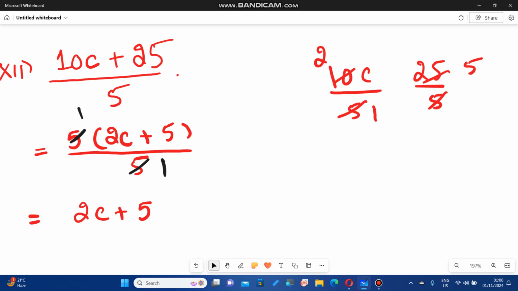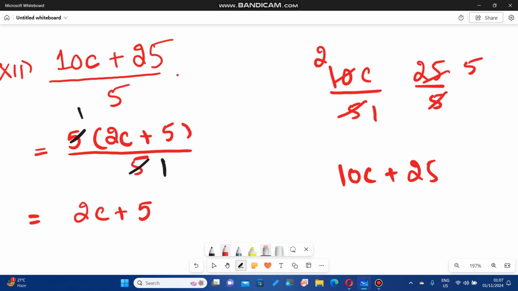What did we do in this question? We had 10c plus 25 divided by 5. We cannot add 10c to 25 since this 25 is missing the variable c. If it was 10c plus 25c, then we could add them together and get 35c. But in this situation, what is the term here? 10c plus 25. We cannot add them together since 25 does not have the variable.